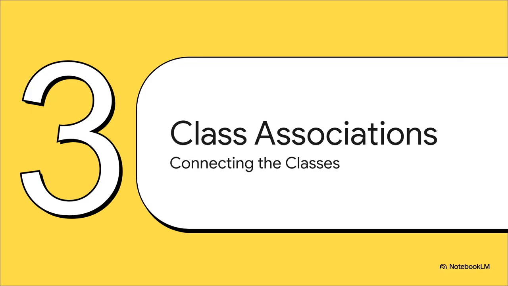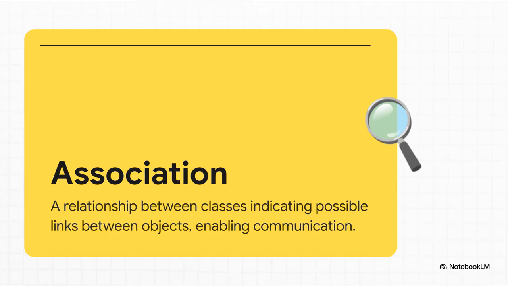Right, so a system isn't just a bunch of classes sitting there in isolation, right? The whole point is how they interact. So now we're going to look at class associations. These are the lines that connect classes and really define their relationships. So what is an association, really? At its core, it's a structural relationship between classes. It's the model's way of saying that objects of these classes can be connected or linked up. And these links, well, they're the pathways that objects use to communicate, to send messages, and call each other's operations.